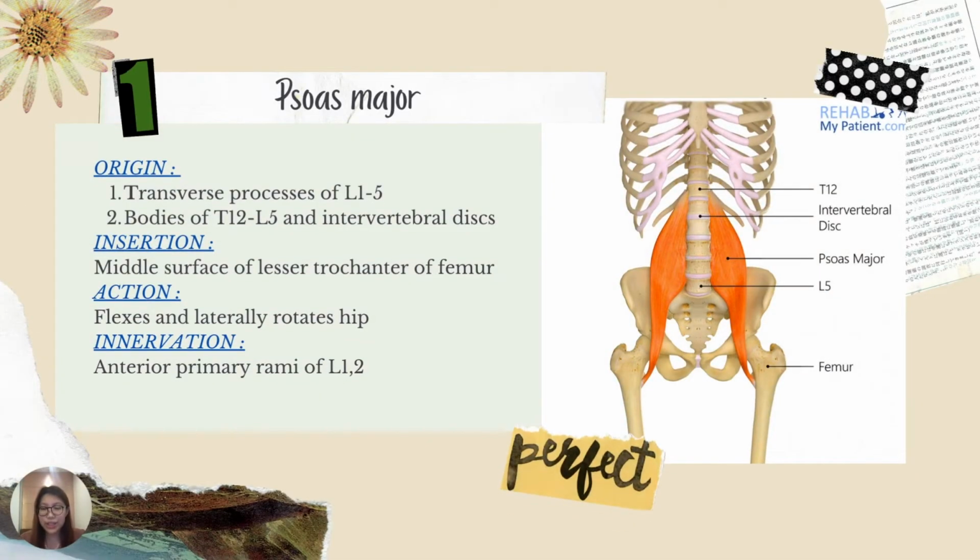So first is the psoas major. It originates at the transverse processes of L1 to L5 and the bodies of T12 to L5 and the intervertebral discs. The insertion is at the medial surface of the lesser trochanter of the femur, and its action is to flex and laterally rotate the hip. And lastly, the innervation is by the anterior primary rami of L1 and L2.